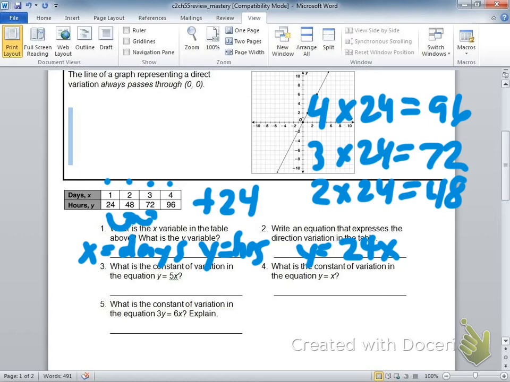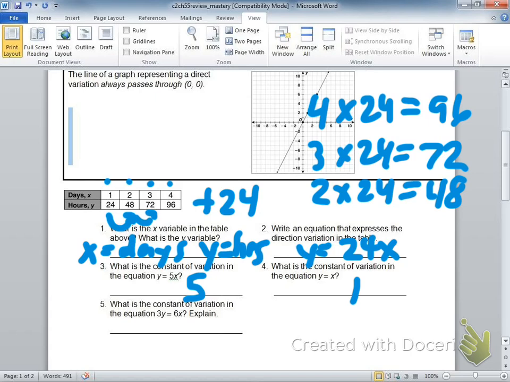What is the constant in this equation? Y equals 5x. Well, what's in front of the x? 5. So the constant is 5. Number 4, what is the constant variation in this equation? Y equals x. Well, I don't see a number in front of the x, but we always know that if I have 1x, there's a 1 in front of it. So the constant variation is 1.